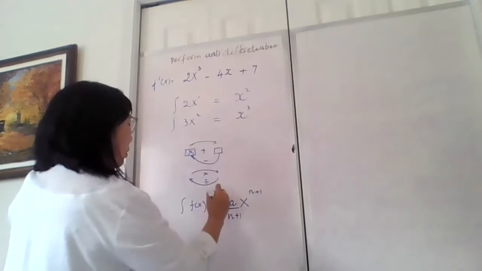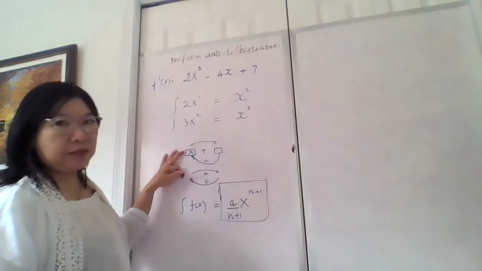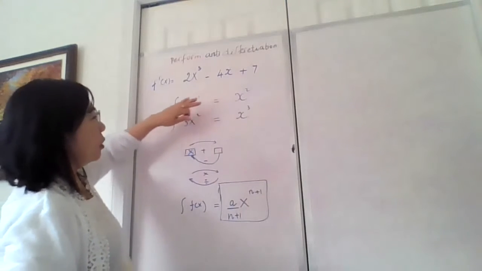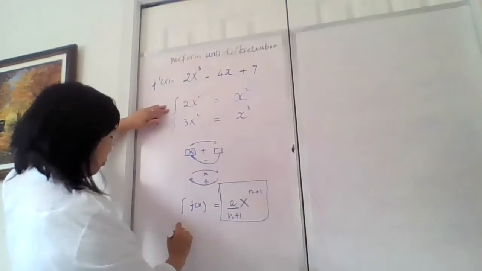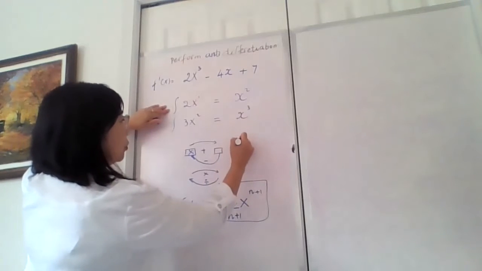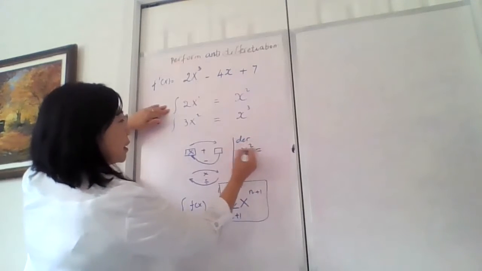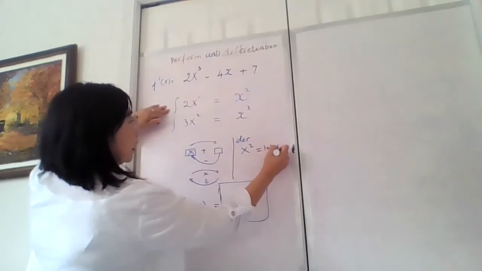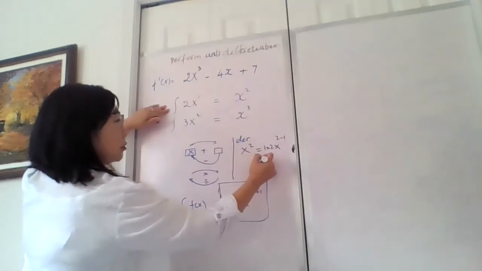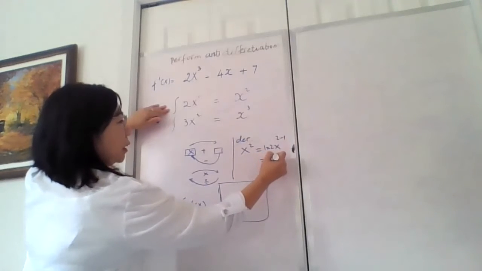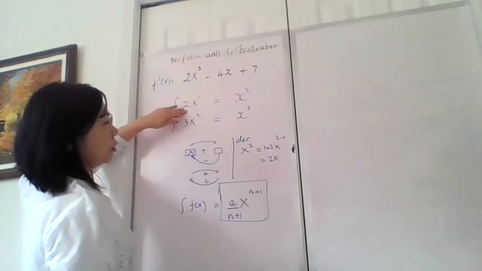So where does this formula come from? It comes from this concept. Remember, when we do derivative, let's say we have x squared, then we bring the power down and we have 1 times 2, x to the 2 minus 1. That is how we get 2x. So that is when you do derivative.